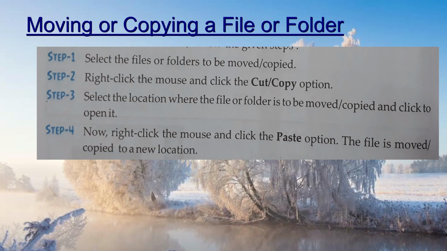So let us see how can we do that. First step, select the files and folders we have to be moved or copied. Right click the mouse and click cut or copy option. When we make a right click, we will get a menu. In that menu we can see these 2 options, cut, copy. So if you want to move the file, select cut option. If you want to copy the file, select copy option.